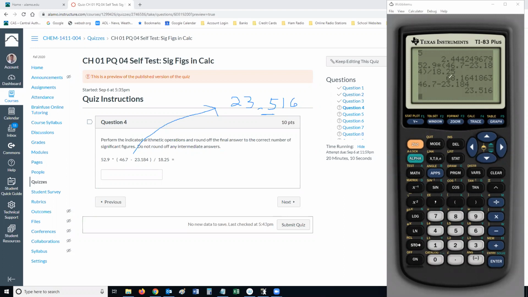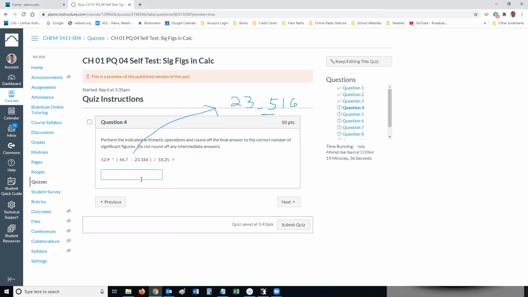So our original answer was this 68.1641863 number. Okay, so we count 1, 2, 3. And that third digit there, that 1, is the last significant figure. But since the number following is a 6, we'll round that up to a 2, and we'll say that 68.2 is our answer. So we're going to type in here 68.2. And then we'll move on to the next question. And I'm going to need to clear the previous work there.